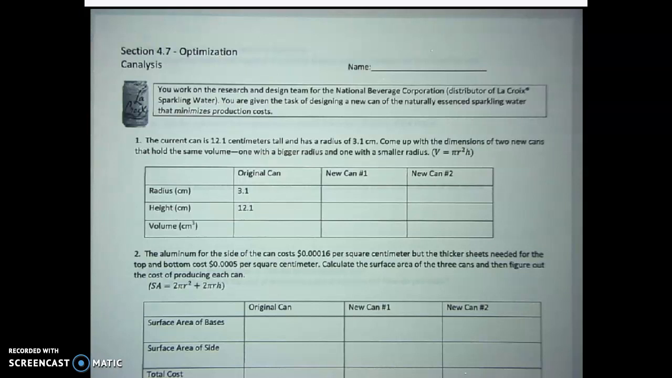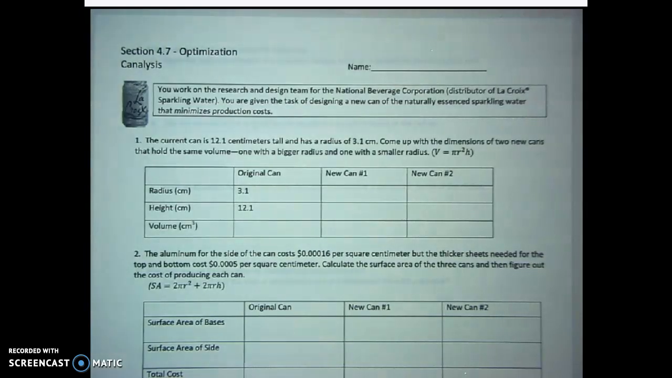Section 4.7, Optimization. Next to related rates, these are the application problems that we deal with most frequently in Calc 1. Basically what this means is we want to optimize a situation. We want to find the best, whether that's a maximum or a minimum, for a certain situation.